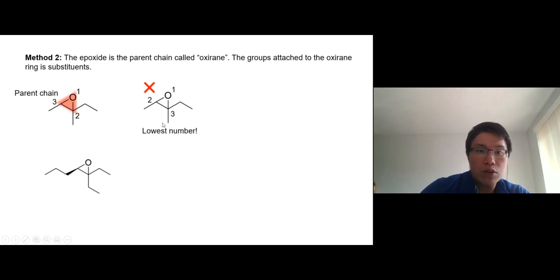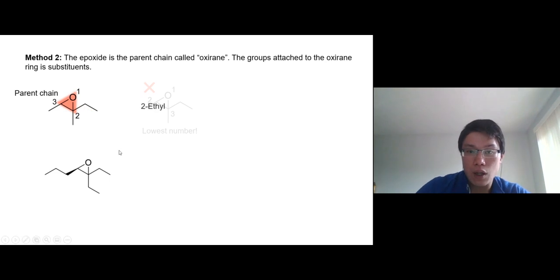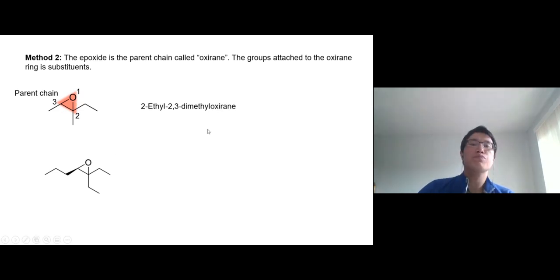We don't do it the other way around, because if you do, the ethyl and methyl are going to be on position 3. On this one, ethyl and methyl are on position 2. So we got 2 and 2 versus 3 and 3. Of course, we take 2 and 2, the lowest number. So we got 2-ethyl, 2,3-dimethyl. Don't forget di there. And this epoxide, which is the parent chain, we call oxide ring, because that's an oxide ring system.